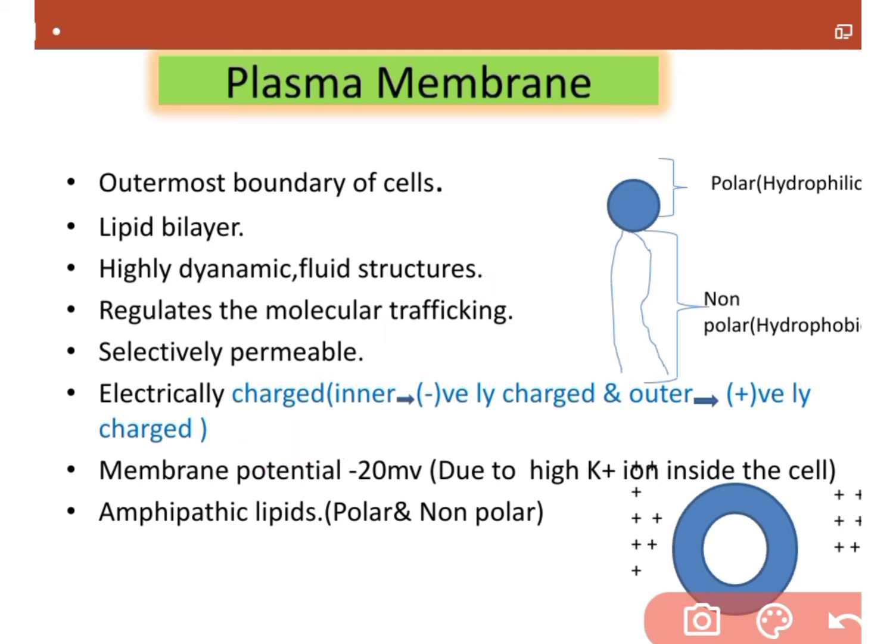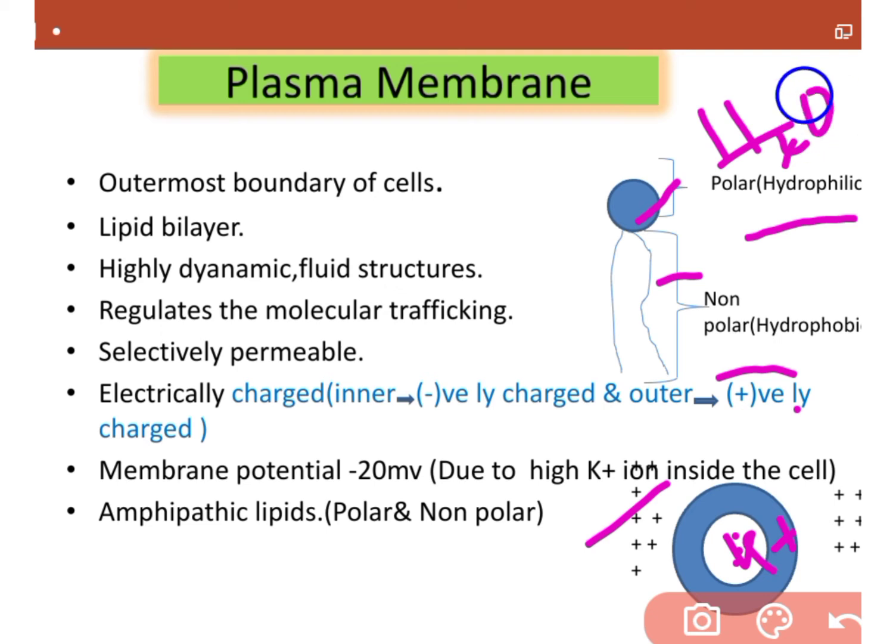Membrane potential is minus 20 millivolt and it is due to high potassium ion inside the cell. Here K plus ion is more, and it is amphipathic lipids, that means polar heads and non-polar tails are present. Polar heads are hydrophilic in nature and non-polar tails are hydrophobic in nature. Hydrophilic means water loving and hydrophobic means water fearing.